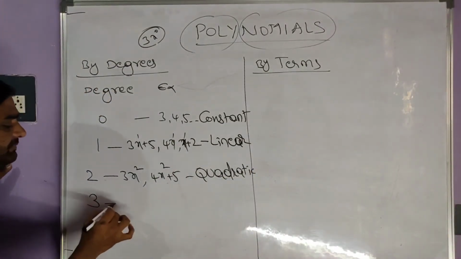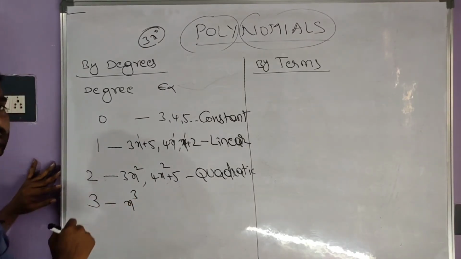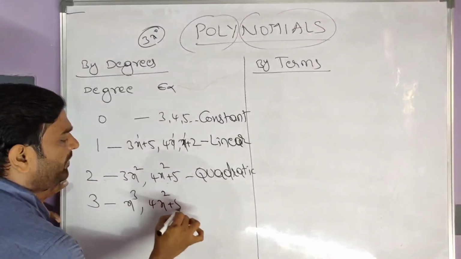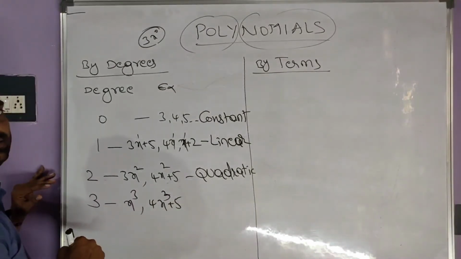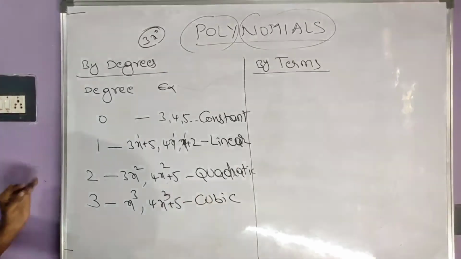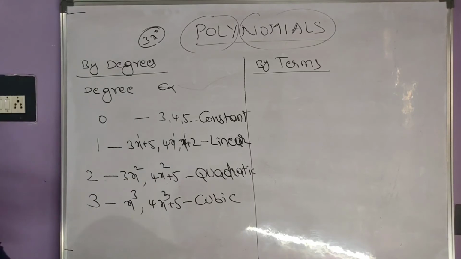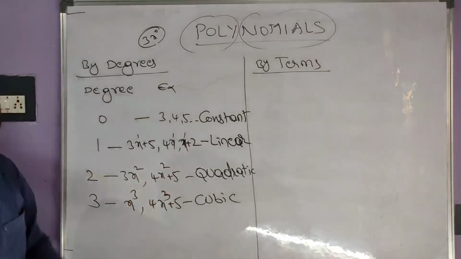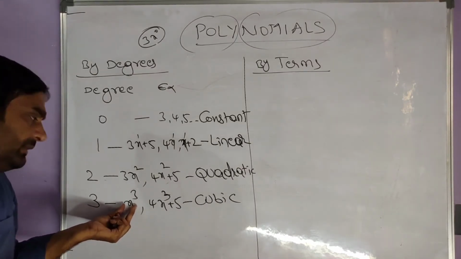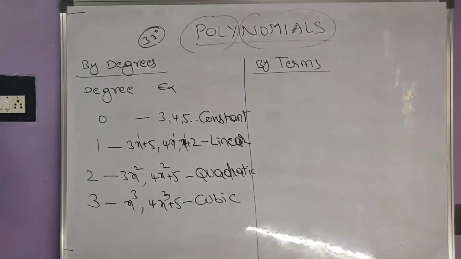If the degree is 3, it can be x cube. What is the degree here? 3. And 4x cube plus 5. What is the degree here? 3. So these are called cubic polynomials. Here, just in terms of degrees, don't bother about the number of terms. Here there is only one term, but the degree is 3, so it's called a cubic polynomial.